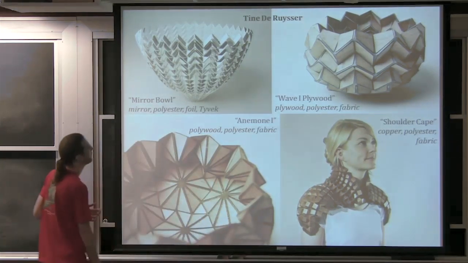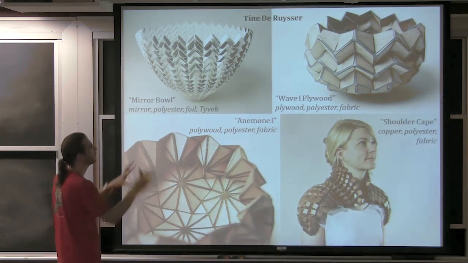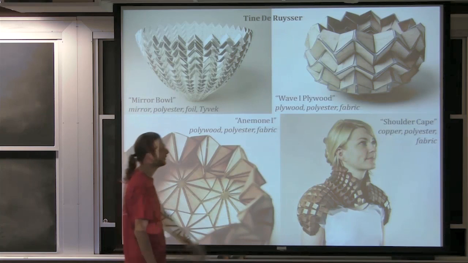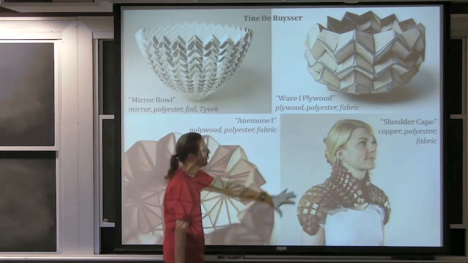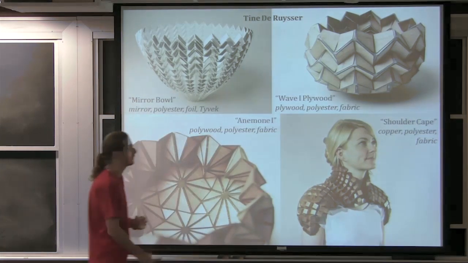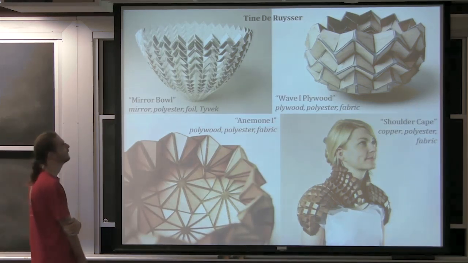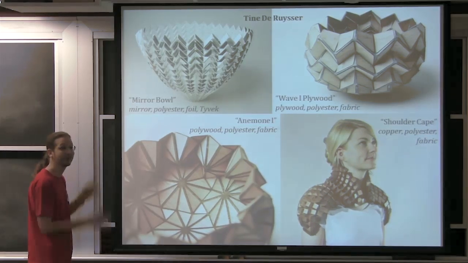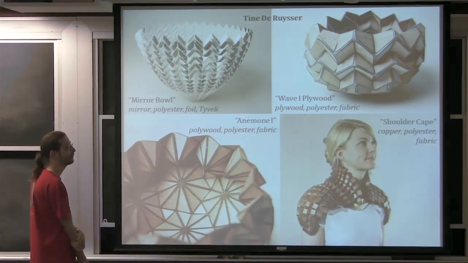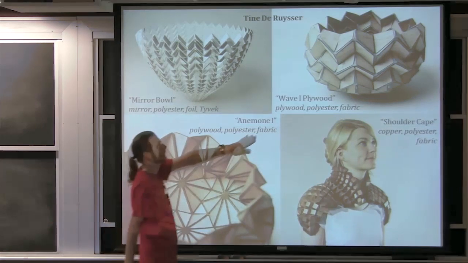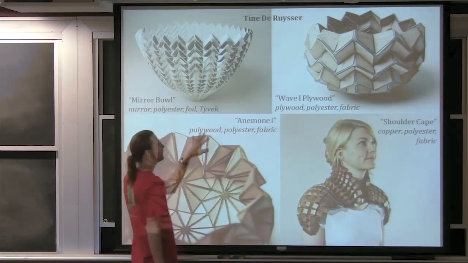So these are all different kinds of tessellations. These have been wrapped around to make vessels or what they call a shoulder cape, which looks like a set of armor. But really cool stuff when you work with other materials. It'd be a great project in this class, I think, to try some of these techniques, combining some basic foldable sheet material with some rigid material.